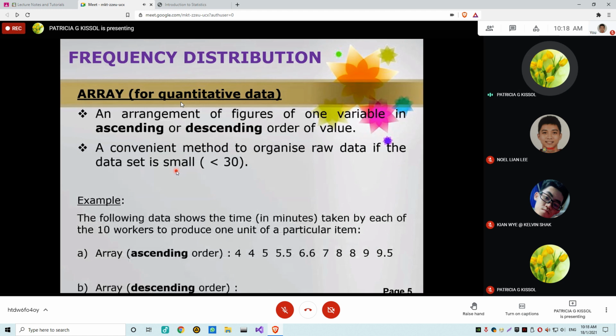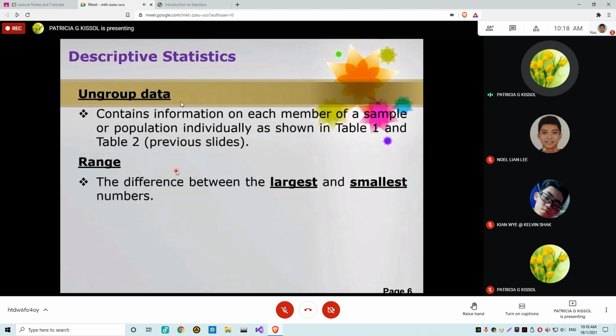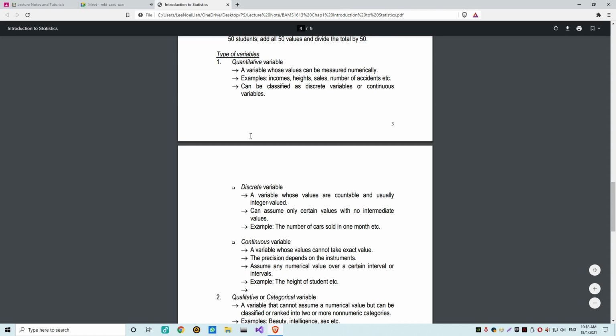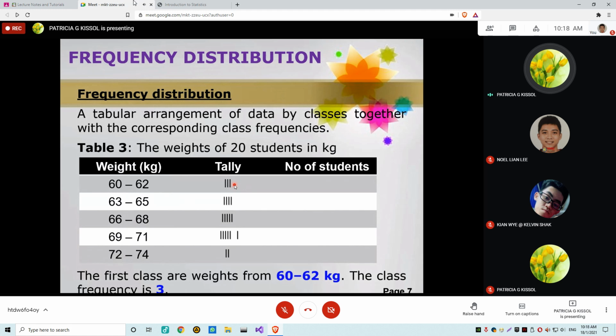So I hope you are looking at the notes, because what I'm going to show you is the table here, and I'm sure you have the answer already in your notes, but I just want to show you. That's why the tally is 3, because as I've shown in the previous slide, there are only 3 values under 60 to 62. So here we have 3. From 63 to 65, there's 4. 66 to 68, there's 5. 69 to 71, there's 6. And 72 to 74, there's 2.